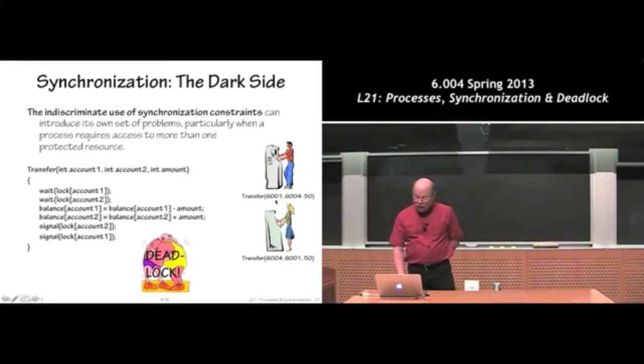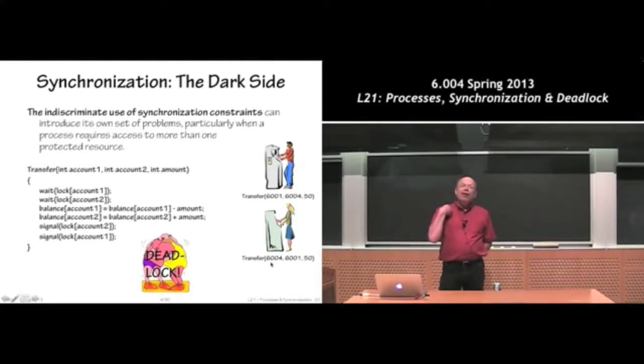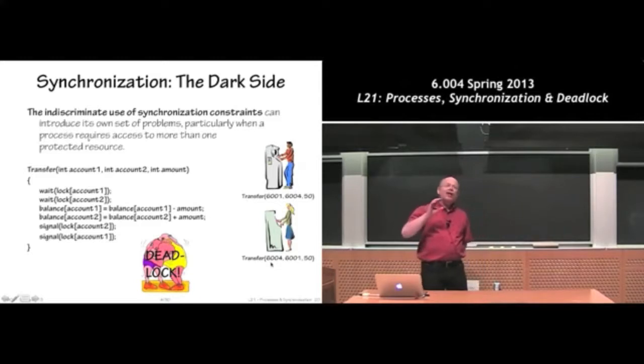The first argument here is 6001. The first argument here is 6004. So imagine I'm running the code and you're running the code. So what's the first thing you do? You're this person here. So you're going to wait for a lock on the 6001 account. And you get it because you're not manipulating the 6001 account.